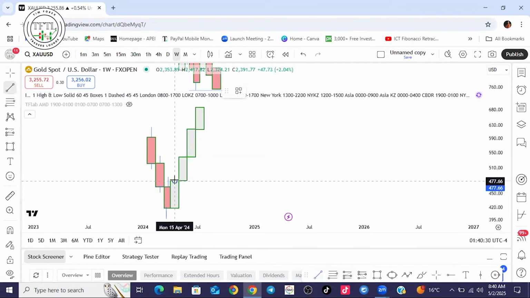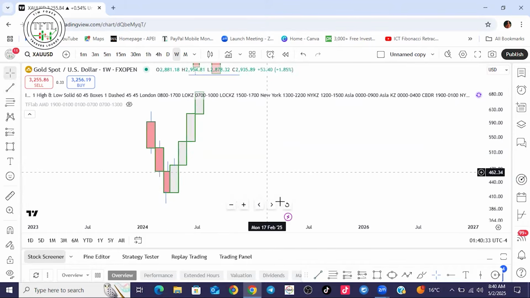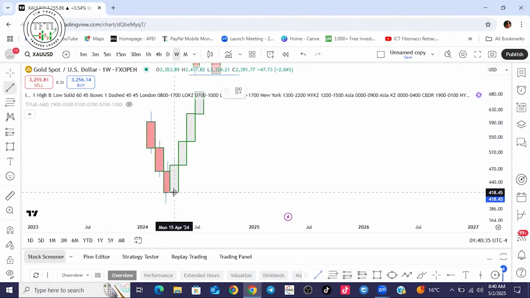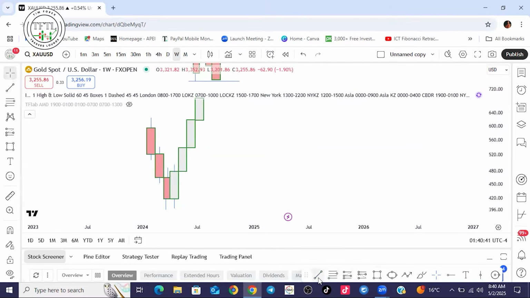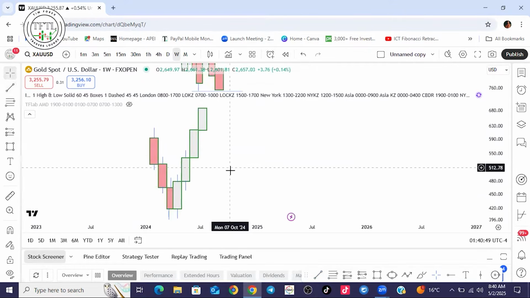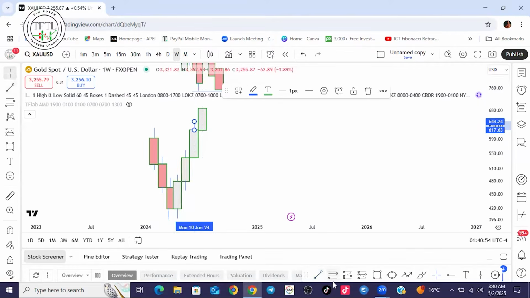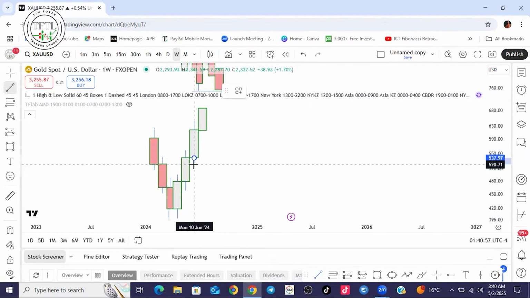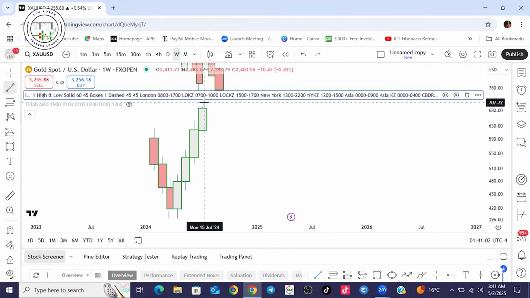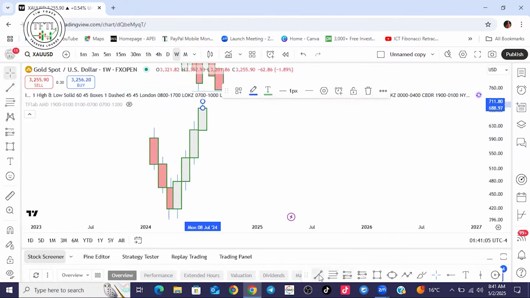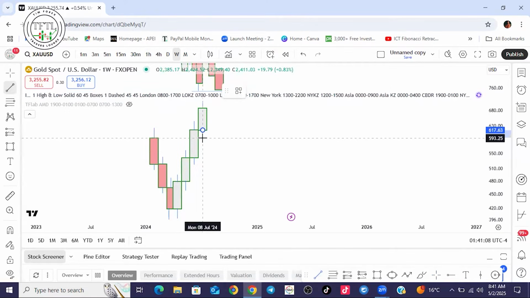So these are the wicks of the candlesticks. You can have it like that, as the price pushes up like that. So that's another wick. So this is another wick. This is the lower wick. This is the upper wick. And then we have this lower wick.